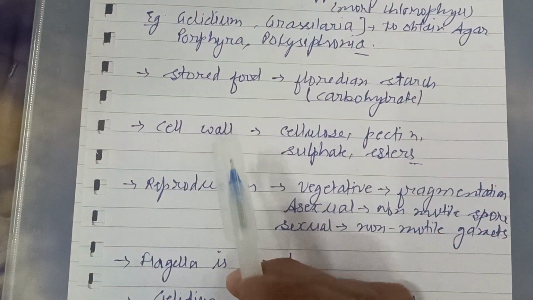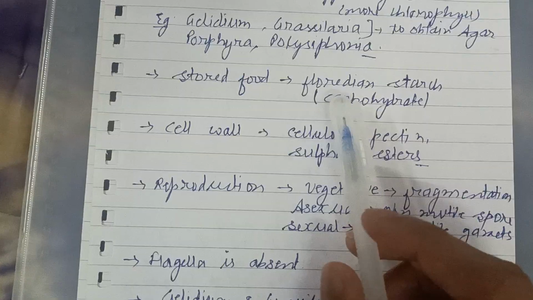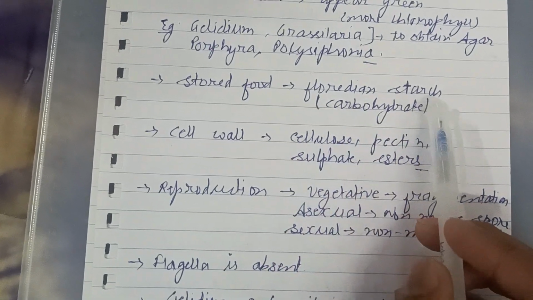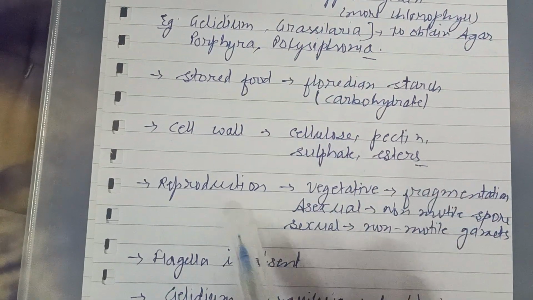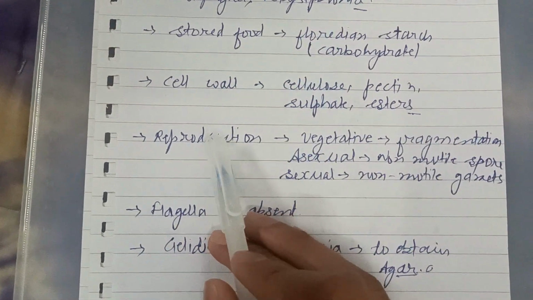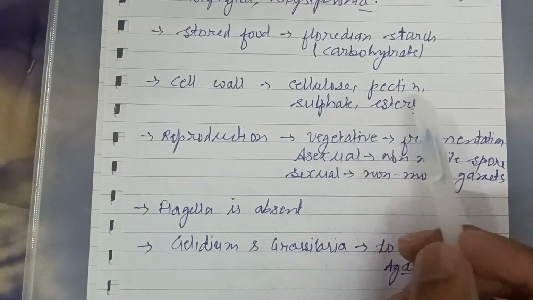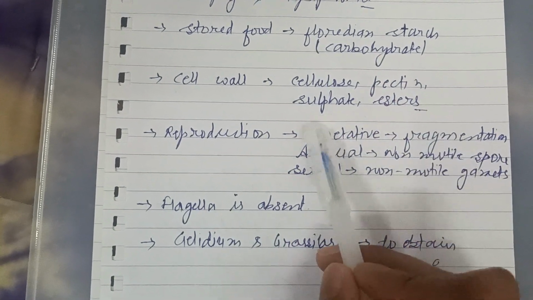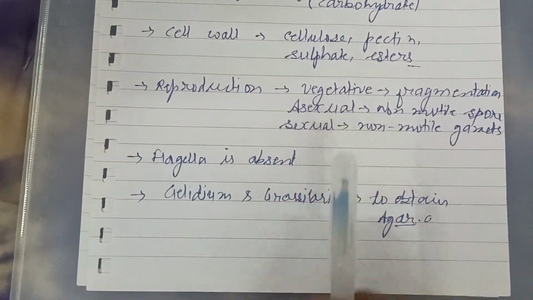Now, if we talk about stored food in red algae, it is Floridean starch, which is a type of carbohydrate. And if we talk about the cell wall, it is made up of cellulose, especially pectin, and in some amount sulfate and esters are also present.